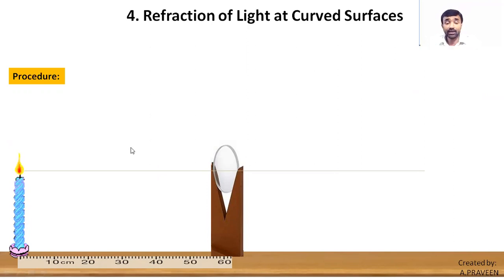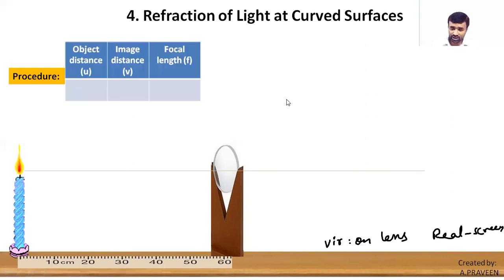Here the image may be virtual or real. If a virtual image is formed, we can see it directly on the lens. If it is real, you need a screen. What is your screen here? White sheet paper. So use white sheet paper after noting the object distance here as 60 centimeters.